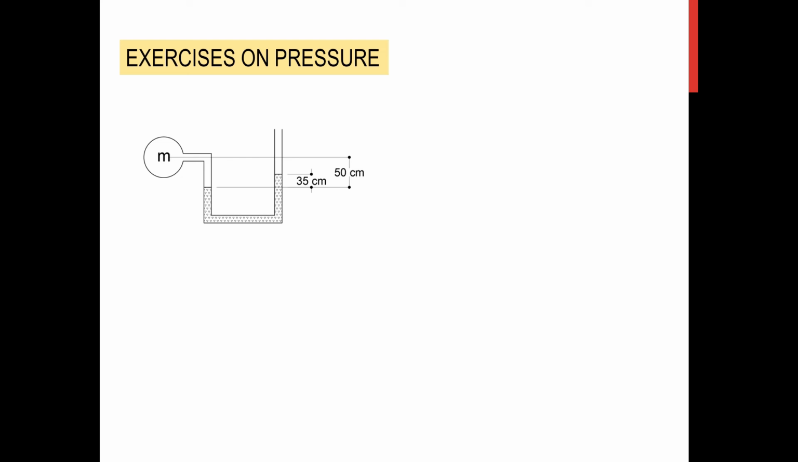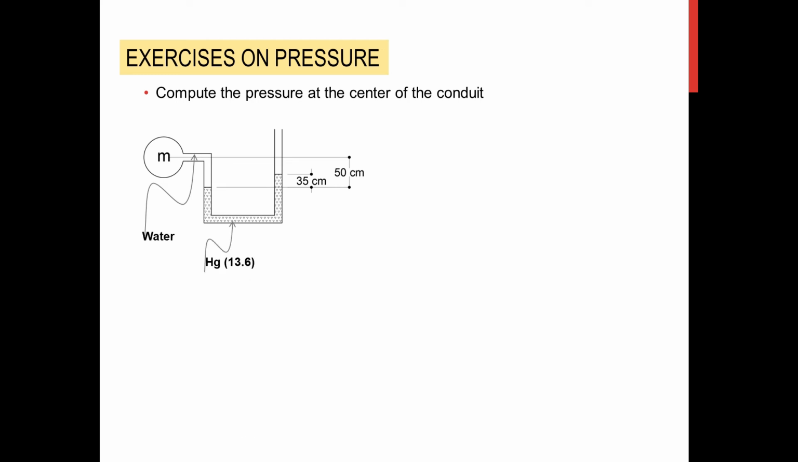We now go to examples on manometers. In this problem, we are going to compute the pressure at the center of conduit M. We have here water and mercury of specific gravity 13.6. The levels or the head are given for these various liquids.